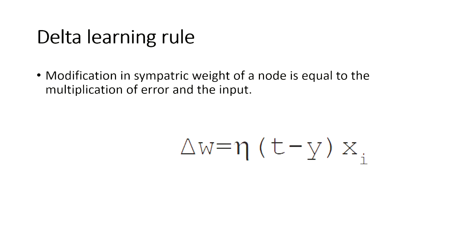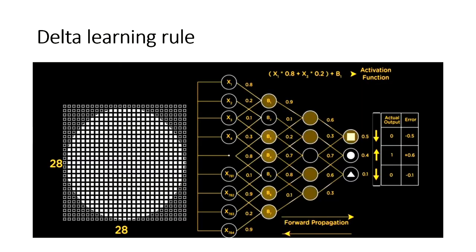Then we have the delta learning rule, which comes into the picture when we're doing neural networks. With this, we can change our weights and make sure that our answer is more towards what we want. So if you're doing image classification and we have apples versus bananas, we can modify our weights and we can easily classify if the input image is an apple or a banana.